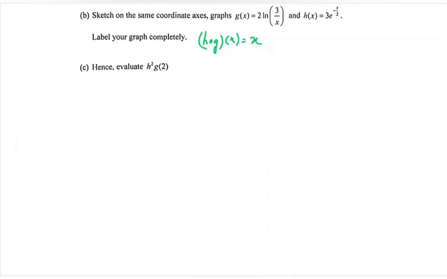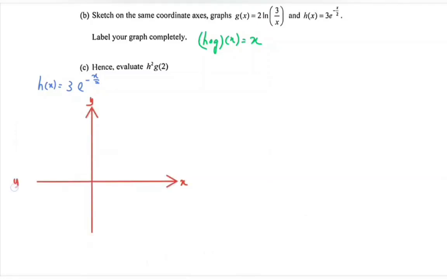Kindly refer to B. Sketch on the same coordinate axis the graph for the functions g(x) and h(x). I prefer to start with h(x), which is equal to 3 to the exponent negative x over 2. Number 1, kindly refer to the xy axis. Basically for h(x), we notice that we have y equals 0 as a horizontal asymptote.